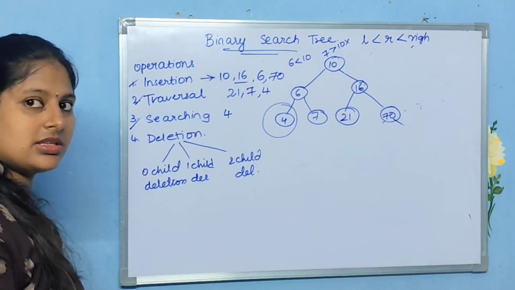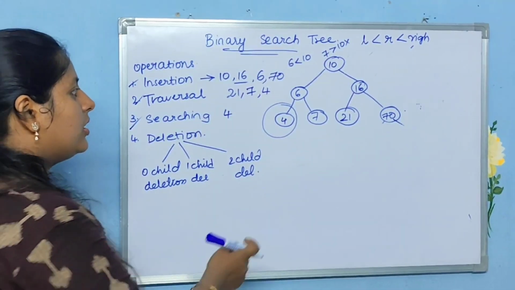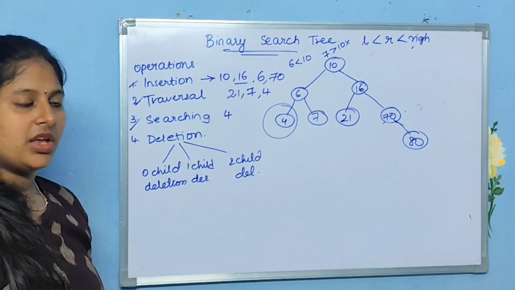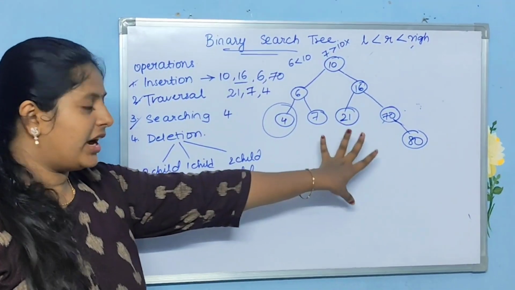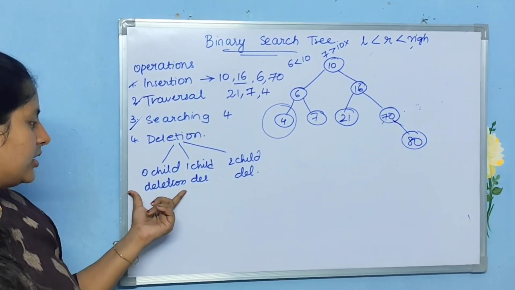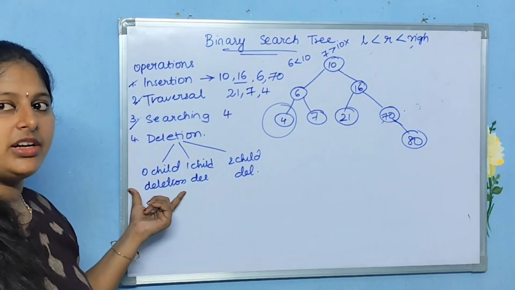Suppose my tree is like this. Okay. So 70 has a node 80. Suppose this is my binary search tree and I want to perform zero child deletion.